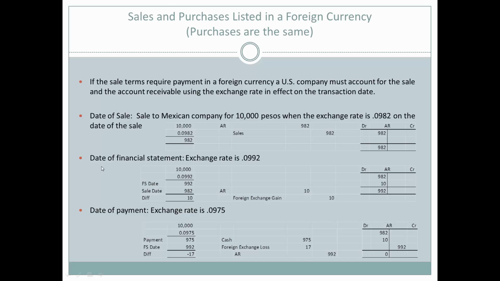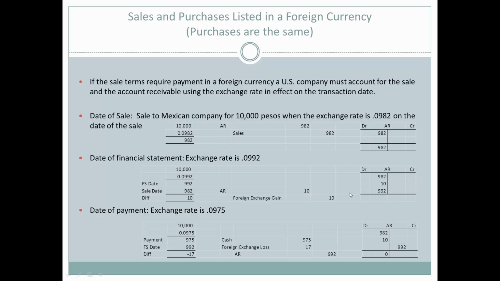Now, if there's an intervening date of a financial statement between the date of the sale and the date of payment, the exchange rate has to be taken into consideration. So let's look at this. We have 10,000 pesos that we have to pay. The exchange rate is this as of the date of the financial statements. And as of the sale date, the value of the transaction was $982. And as of the financial statement date, because there's a different exchange rate in effect on that date, the value of the transaction is $992, which means that there's a difference of $10.